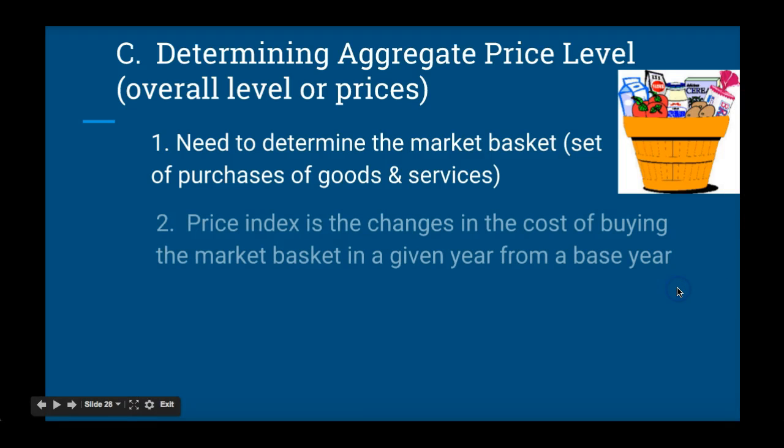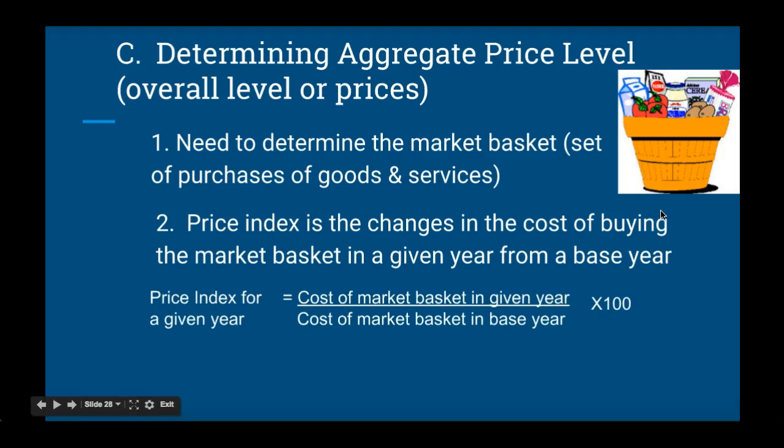So the idea of a price index is the changes in the cost of buying that basket in a given year from a base year. So in other words, if these are the things that I'm buying, the price index is looking at the changes that it costs me to be able to buy it this year compared to a base year of maybe 1986. That would be what a price index is.